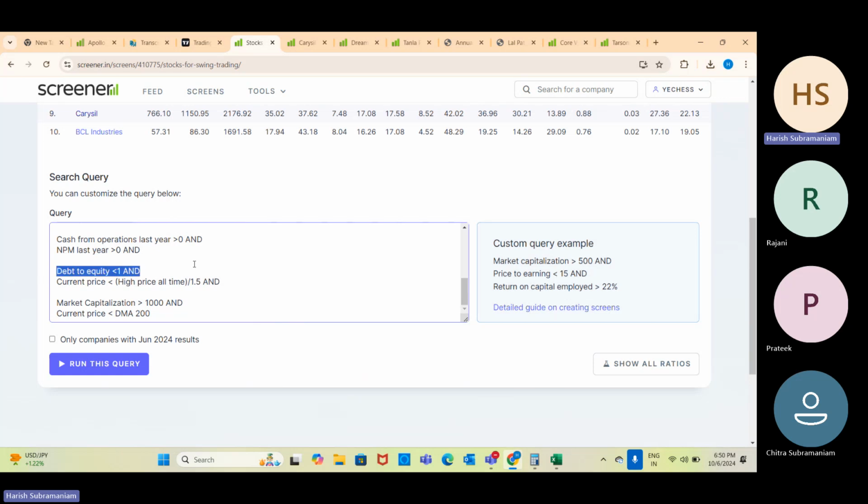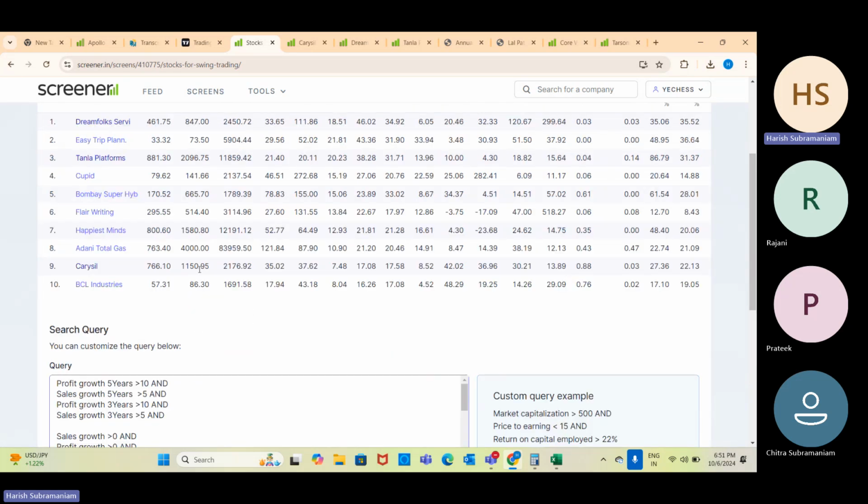We should not take companies which have high debt, because a lot of companies crash when they are not able to repay their debt. They have so much interest payment, they have low profit, and then it's gone. So their debt is low and the price is down, right? Price is less than the all-time high price by 1.5. So this price has to be 30, 33, 35% down. Then these companies come into our shortlist.